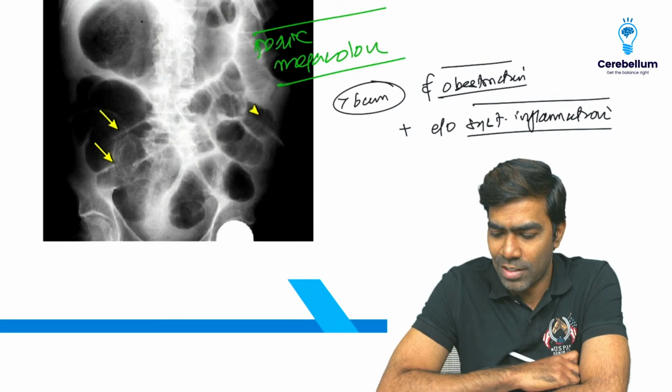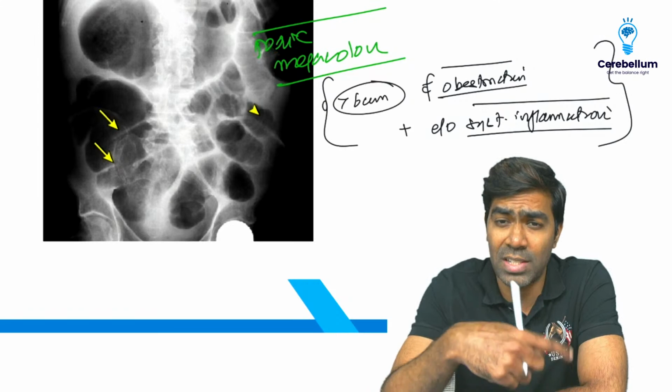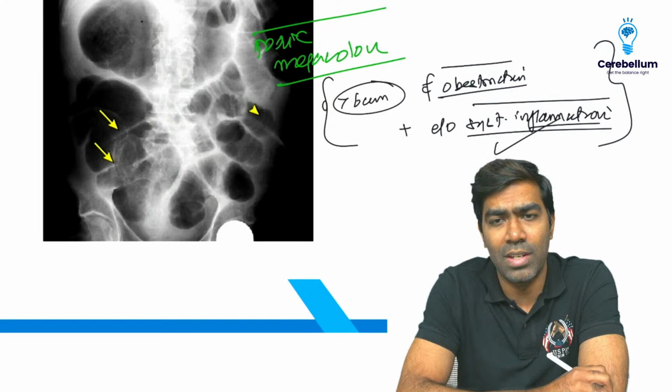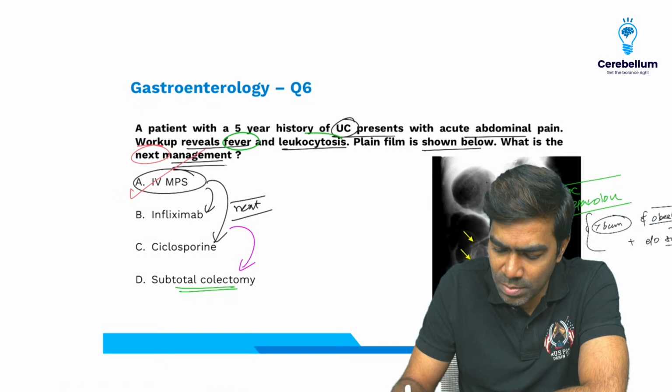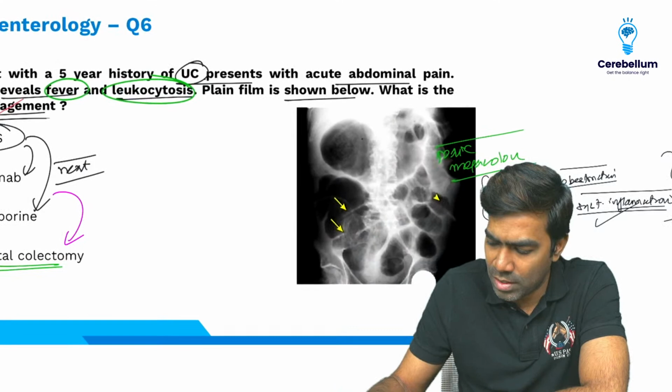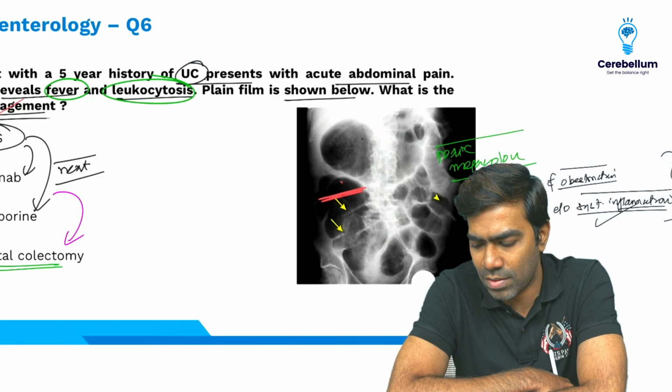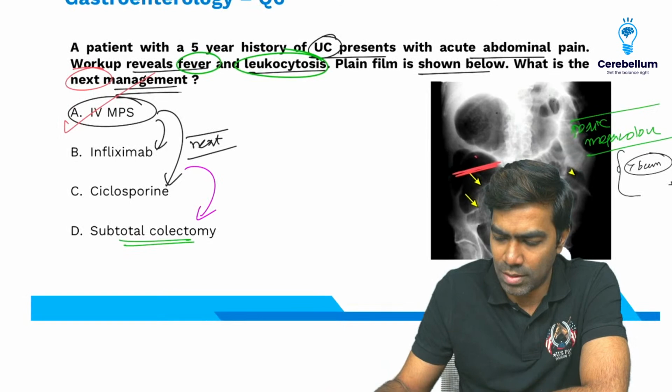So this is toxic megacolon: diameter more than 6 centimeter without evidence of mechanical obstruction plus evidence of systemic inflammation like fever, elevated CRP. Here the patient is having evidence of systemic inflammation, fever and leukocytosis. The patient is having dilatation of the colon, more than 6 centimeter, with no evidence of mechanical obstruction. This is toxic megacolon. Answer is IV methylprednisolone. That's it.